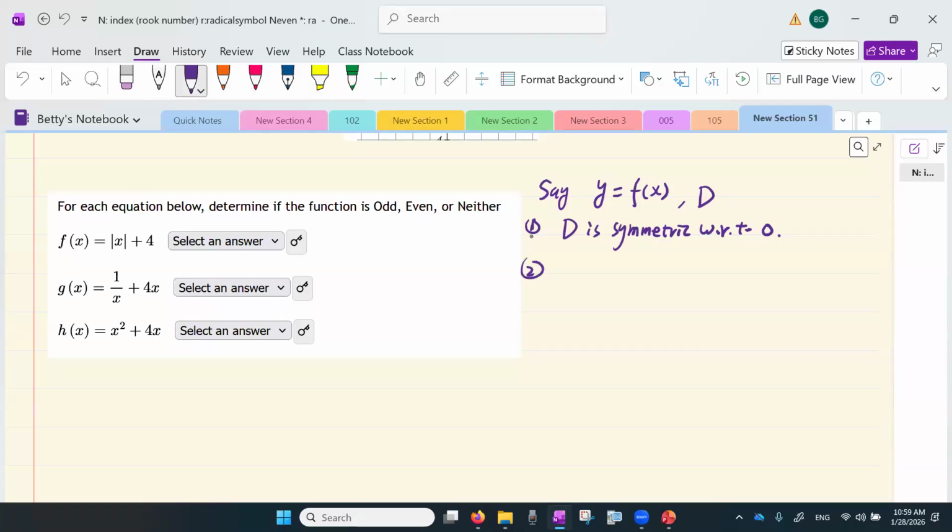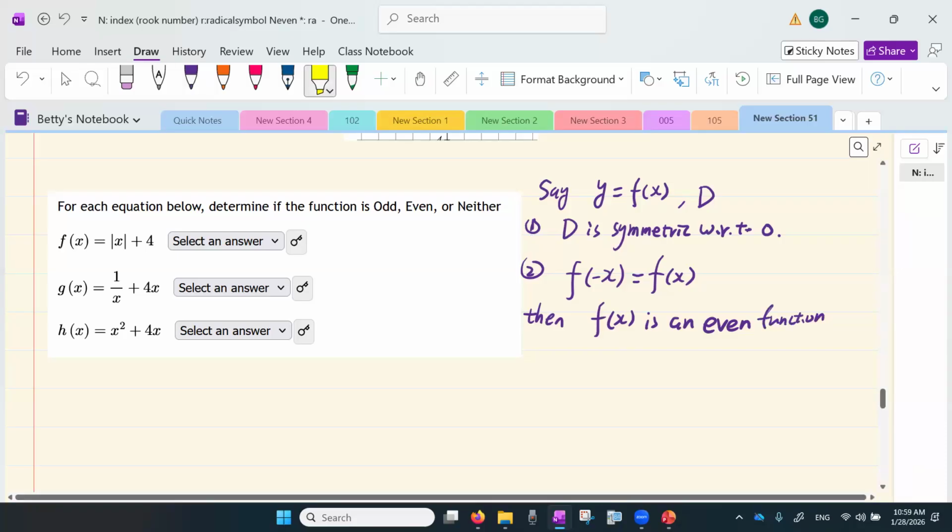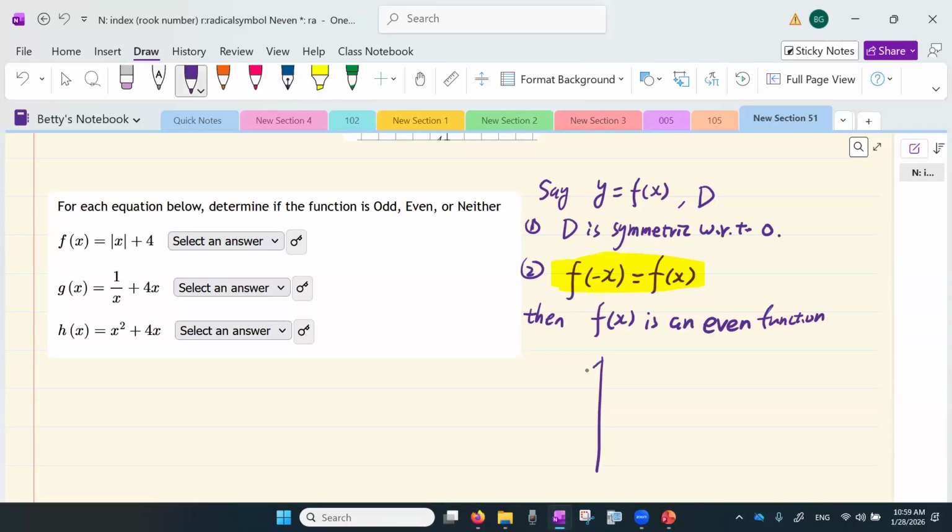If that is satisfied, and for any x in the domain, f of negative x equals f of x, then if f of x satisfies both conditions, f of x is an even function. Yeah, this is the condition: f of negative x equals f of x. That means if you flip, let me give you an example.